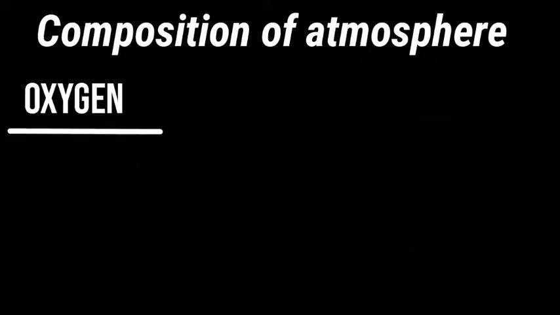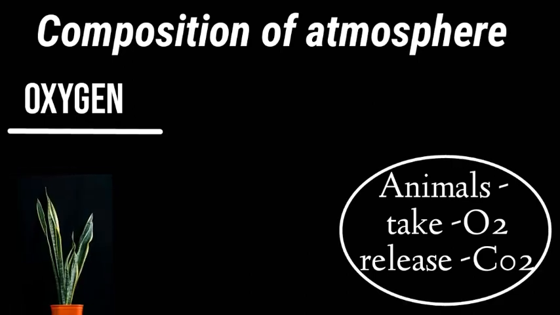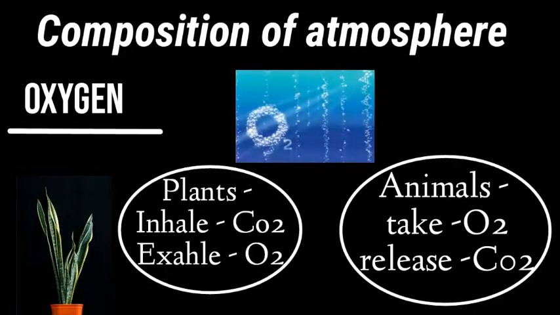Now let us talk about oxygen. It is the second most abundant and the most important gas in the atmosphere. The entire animal kingdom breathes in oxygen and breathes out carbon dioxide. Plants, on the other hand, take in carbon dioxide and give out oxygen. This process ensures the natural balance and oxygen cycle. It also helps in the condensation process.